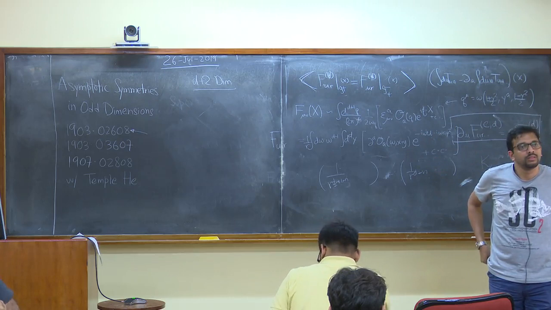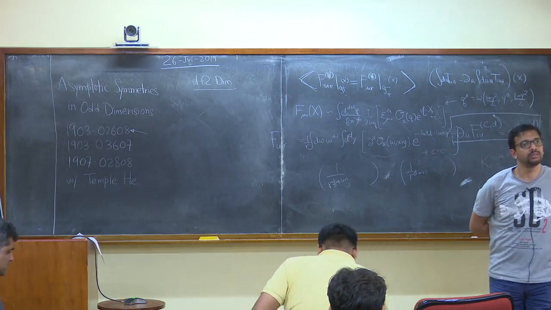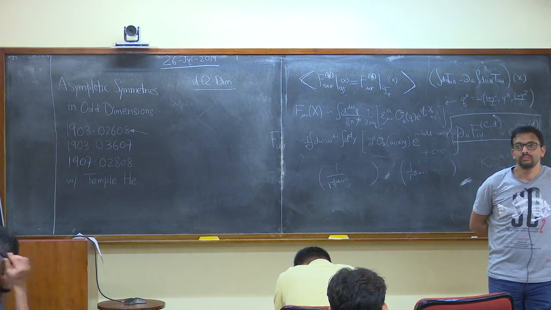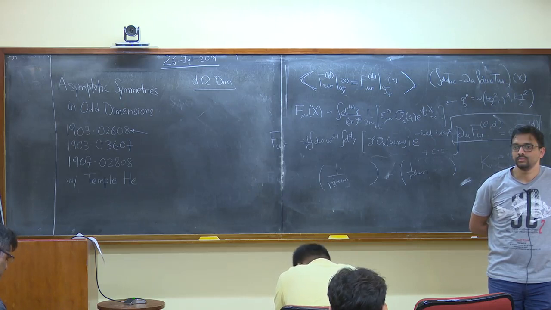So maybe let me just rephrase the question. Does this order, whether it's half integer or integer, change when you separate variables in a different way? Is that the reason why this change is happening?